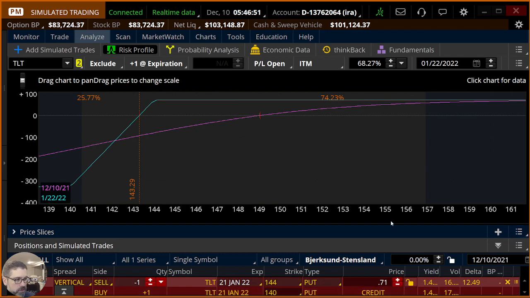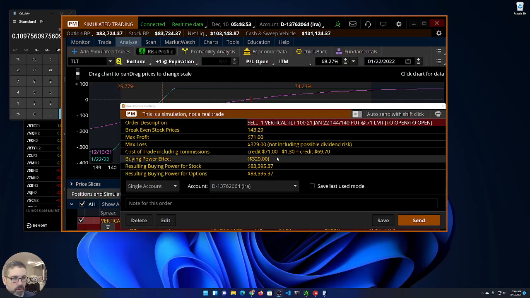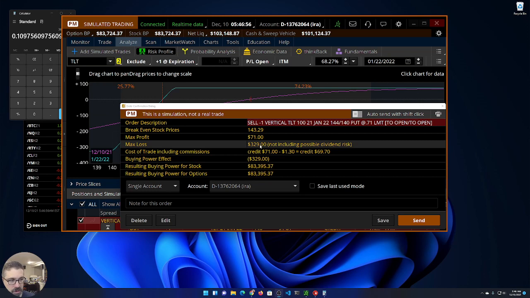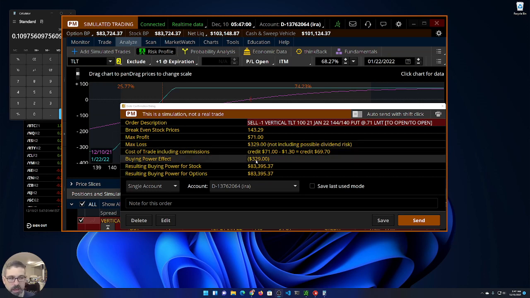I'm going to right click this trade, choose confirm and send, show you that we're looking at a max loss of $329 on this trade here. And that's a much lower buying power effect. So yeehaw, what do you think?